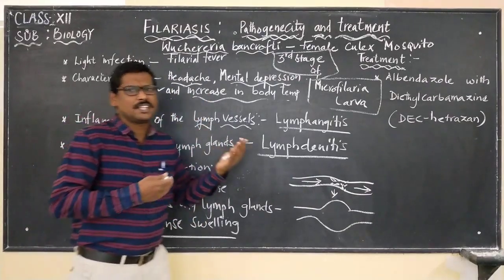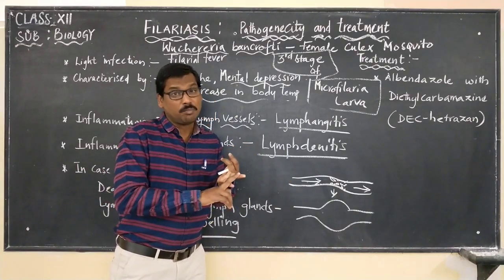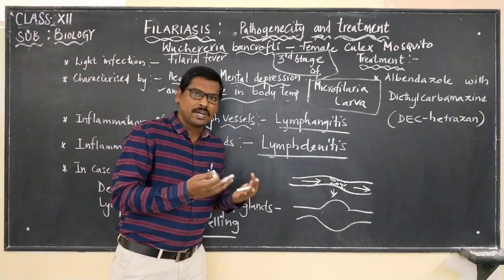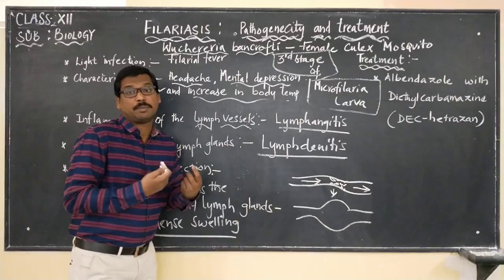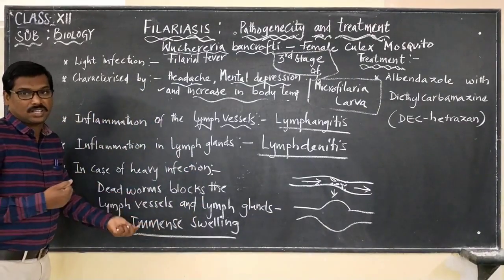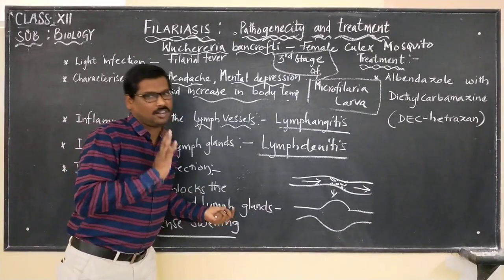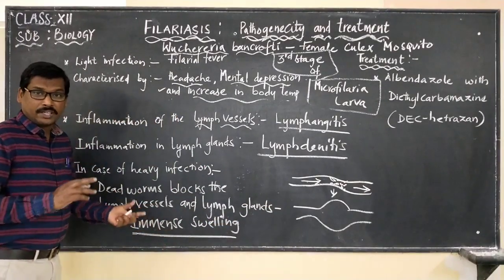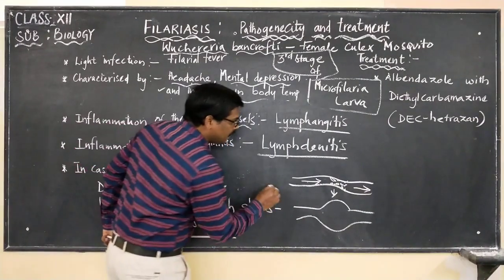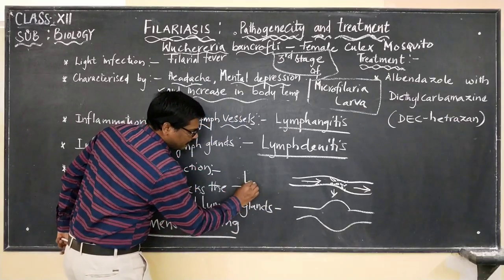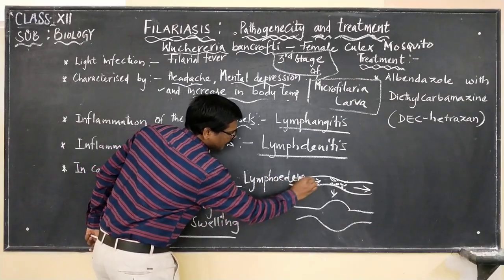Mostly, in men, it is both the scrotum and the legs which are more commonly affected. In women, it may be affecting the legs mostly. But otherwise, different parts may swell because of the immense accumulation of these dead worms in the lymphatic vessels or lymphatic glands. Because of swelling, we will be using one word called lymphoedema. Please remember lymphoedema.